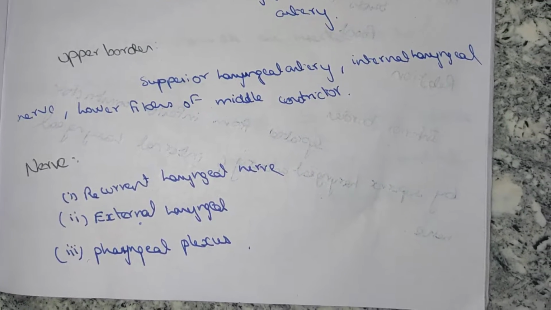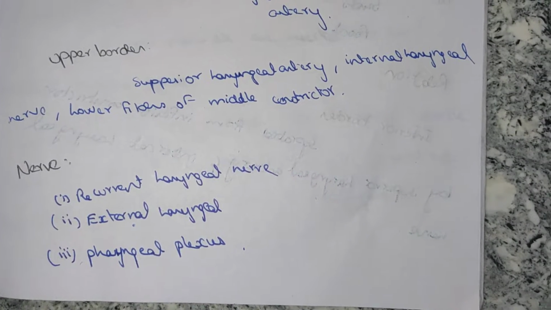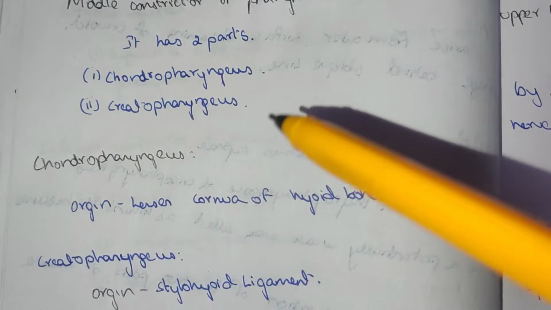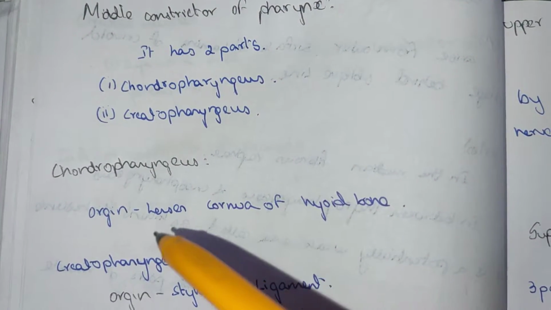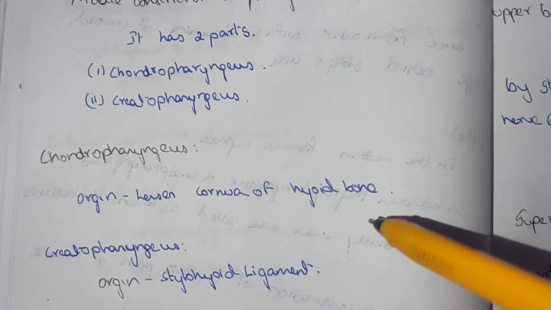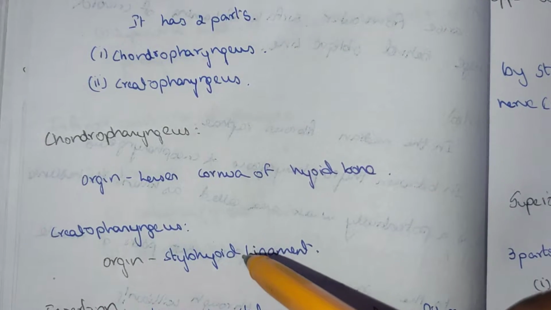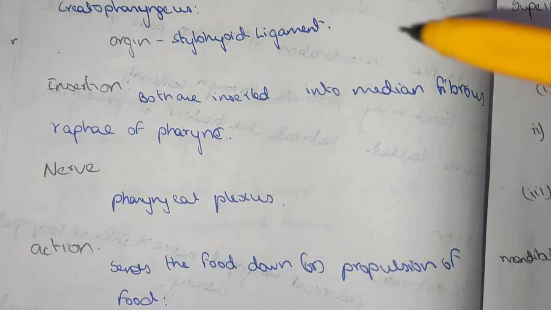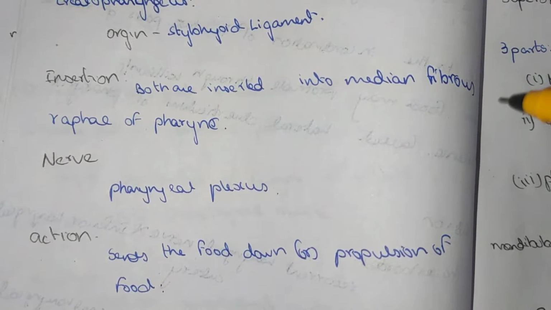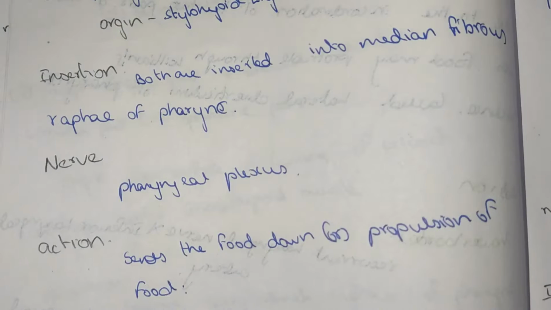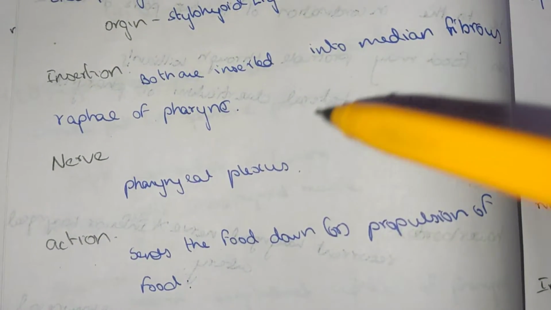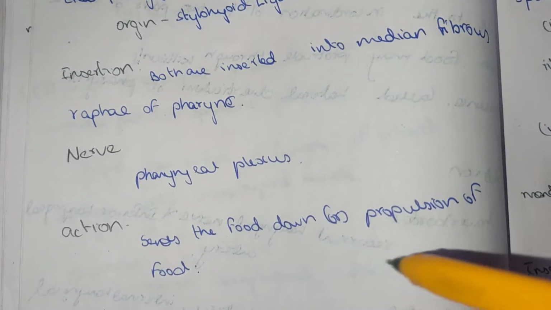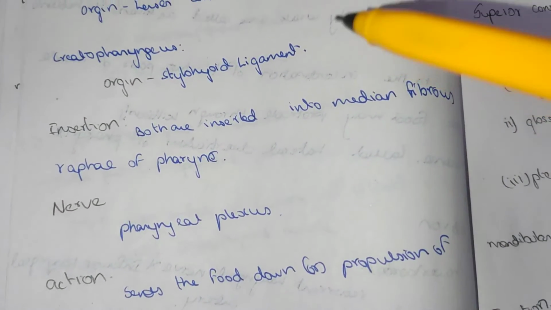Now we will see about the middle constrictor of pharynx. The middle constrictor of pharynx consists of chondropharyngeus and ceratopharyngeus. The chondropharyngeus origin is from the lesser cornu of the hyoid bone and the ceratopharyngeus origin is from the stylohyoid ligament. Both are inserted into the median fibrous raphe of the pharynx. The nerve is pharyngeal plexus. The action sends down the food and the propulsive movement.